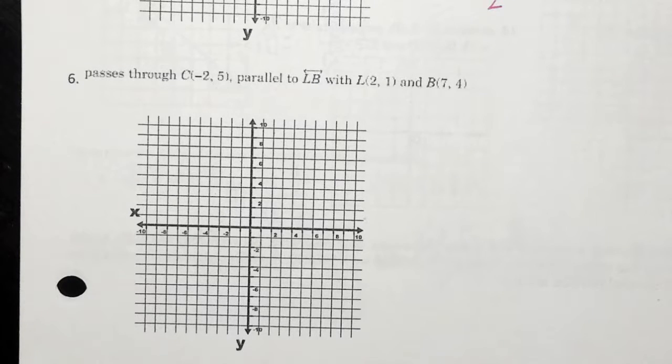Go ahead and plot the line that you know. I would plot these two first because that's the actual line. I would plot line LB first because that's what you know. Then find the slope. If they're parallel, what kind of slope are they going to have? The same.